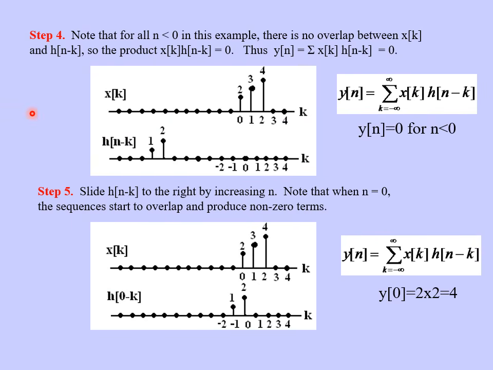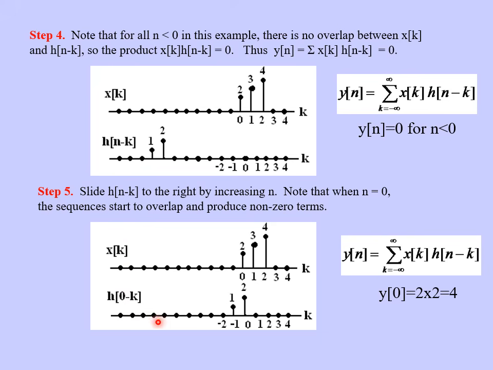Now, if we look at the output formula here, we need to multiply x of k, which is shown here, times h of n minus k, which is shown over here. Remember, it's been shifted. We need to multiply them together. Well, you can see there's no overlap between the two sequences, so there's going to be no product here. The product is always going to be 0. This just tells us that the output is 0 for n less than 0.